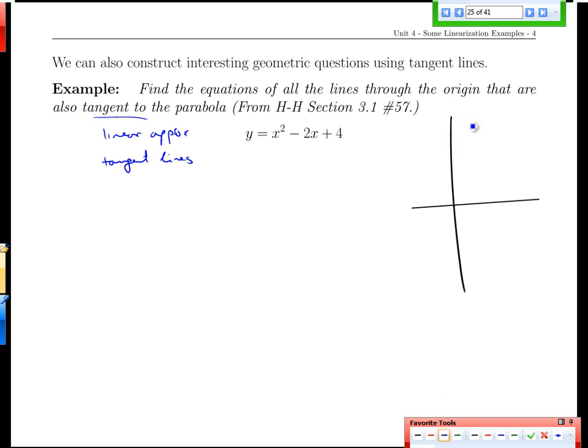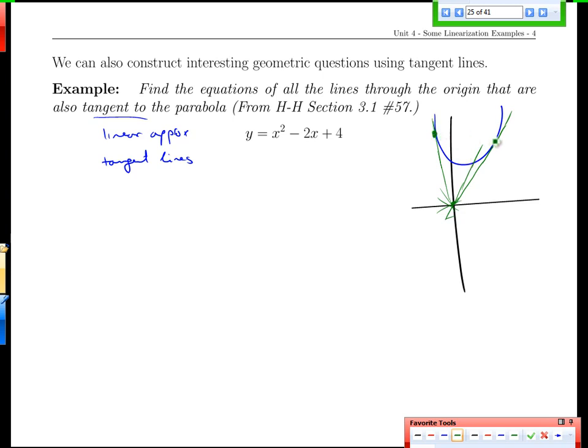Imagine a parabola over here somewhere, like so. We've been asked to find the equations of all the lines through the origin. So there's lots of lines through the origin. Some of them, this line through the origin would just go like this and would cross this line here. But some other lines through the origin are going to just barely touch the parabola.